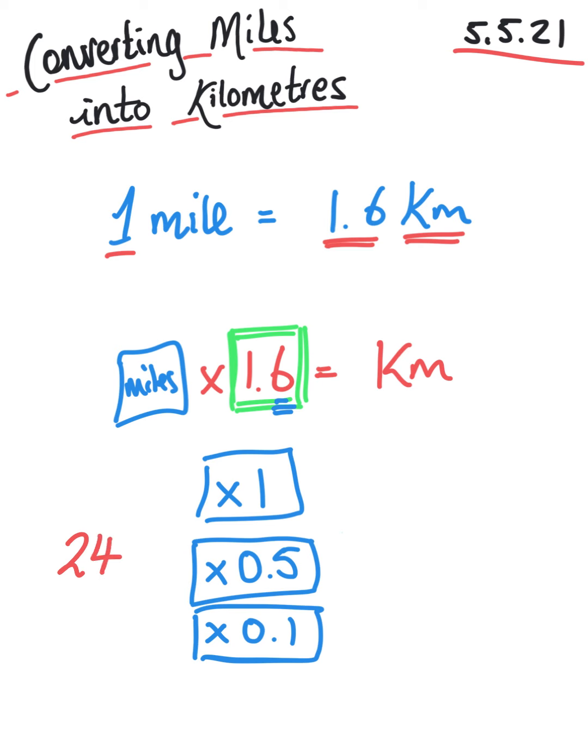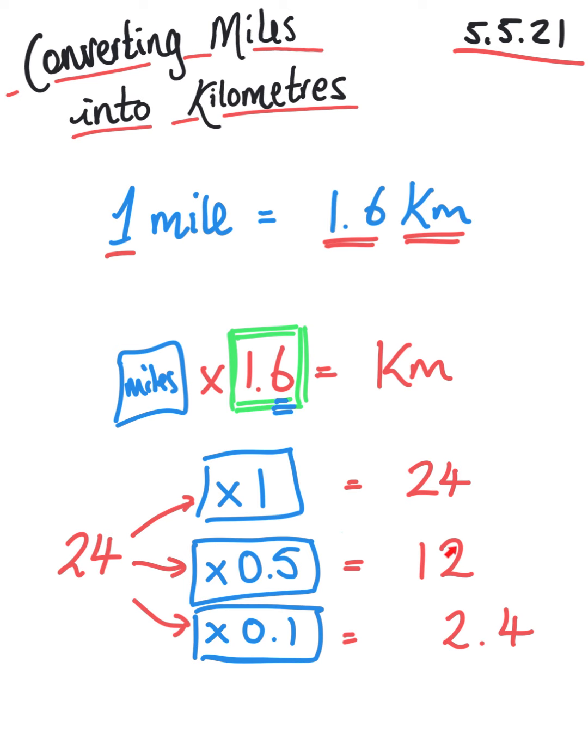So let's say we had 24 miles and we wanted it in kilometers. So we do 24 times 1 equals 24. 24 multiplied by 0.5, which halves it. Half of 24 is 12. And then 24 multiplied by 0.1, in other words, divided by 10, equals 2.4.